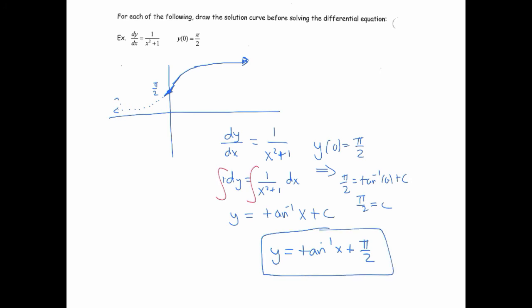Now the tan inverse graph usually goes through the origin and has horizontal asymptotes at pi over 2 and negative pi over 2. In this case, we've shifted that graph up by pi over 2, so it has horizontal asymptotes at 0 and at pi.